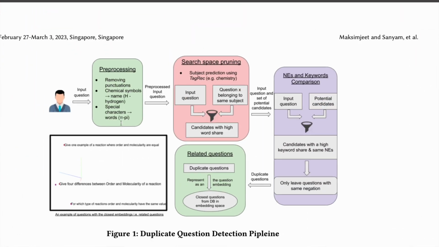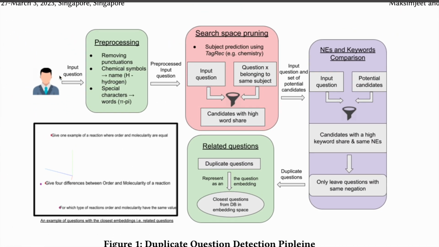So let us assume that the user inputs a question. This question is taken, and first of all it is pre-processed. This means that we remove punctuations and replace chemical symbols by their full names or some special characters with their complete forms. Let's say the pi symbol is replaced with pi and H is replaced with the name hydrogen. As a result, we have a pre-processed input question that we can further use in order to compare it with the rest of the database.